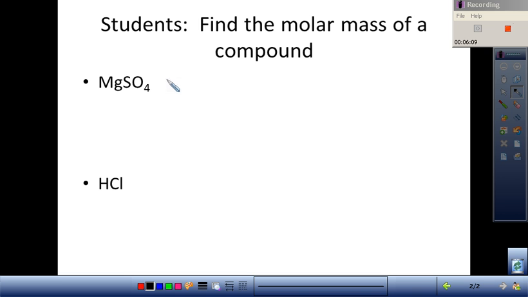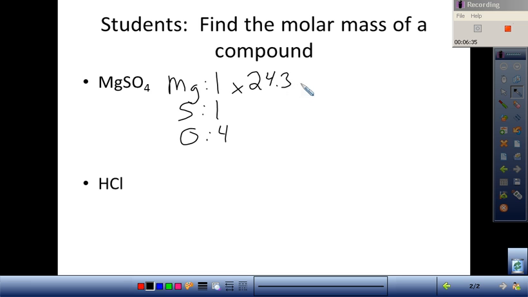Alright, so let's work this out. I have magnesium sulfate. So magnesium, there's 1 magnesium, and sulfur, I have 1 sulfur, and oxygen, I have 4 oxygens. Now I'm going to find the molar mass of each one. So I go to magnesium on the periodic table, and it tells me it's 24.3. I go to sulfur on the periodic table, and I'm going to round it to tenths. And I go to oxygen on the periodic table.